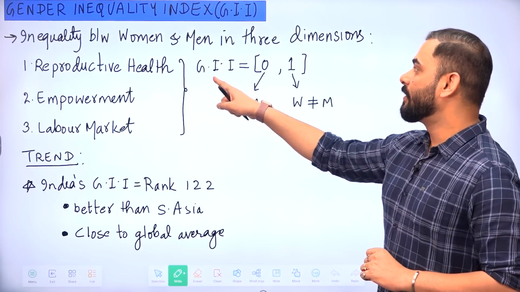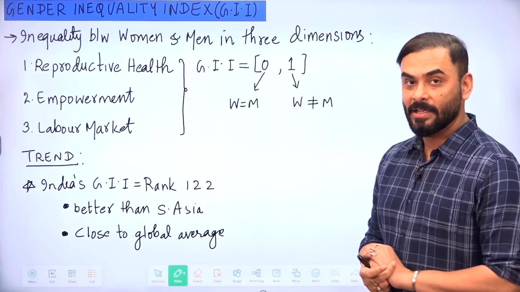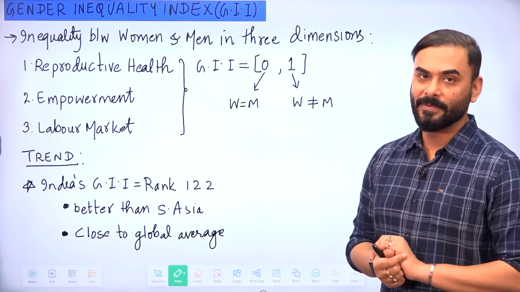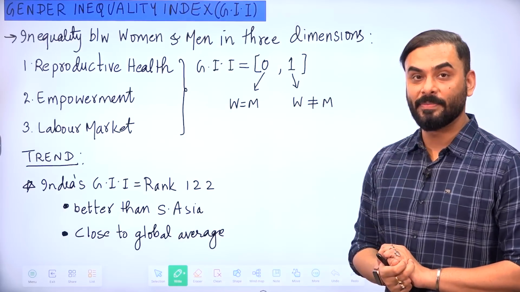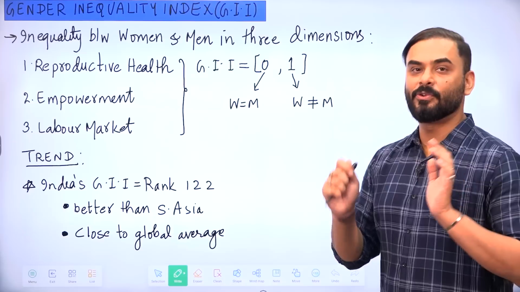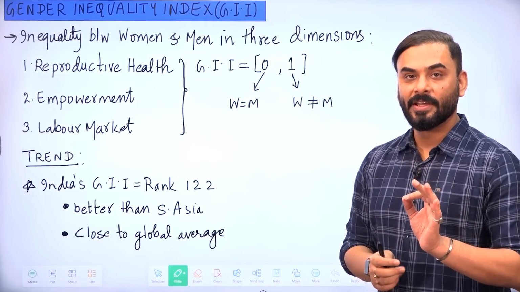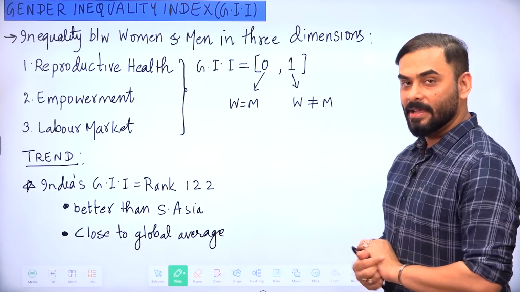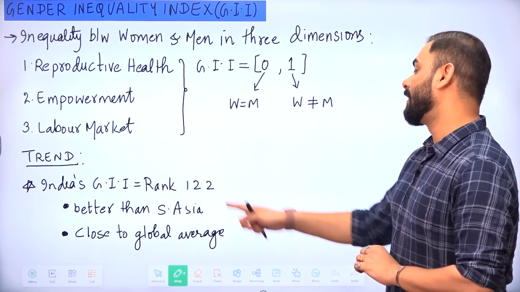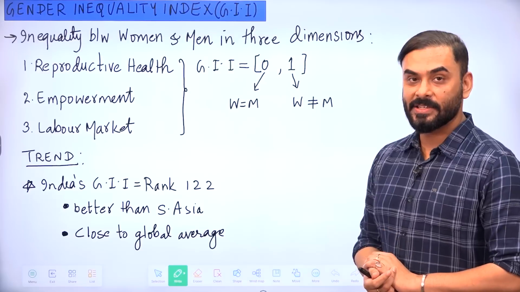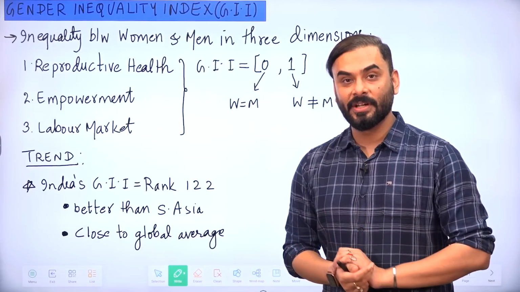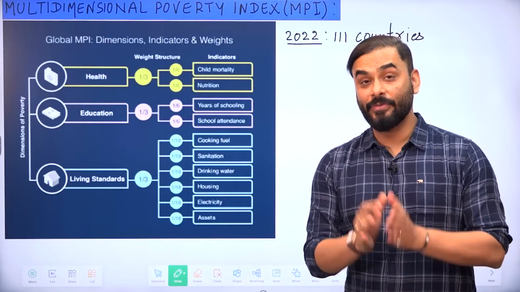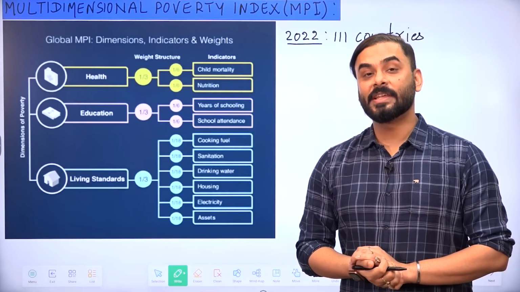The score of the Gender Inequality Index ranges from 0 to 1. A country which gets a score of 0 means that there is no inequality in that country. And if a country gets a score of 1, that means this country is highly unequal and huge discrimination is there in the way we treat men versus women. Now, if we look at India, India's rank in the Gender Inequality Index is 122. Economic Survey says again that it is better than the South Asian countries, and second, we are coming very close to the global average.